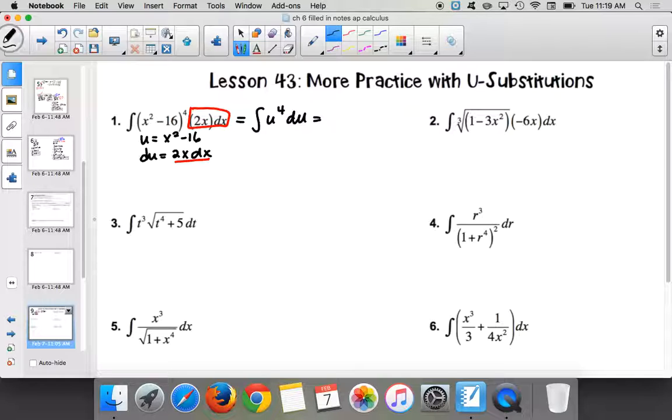So now when I do the integration, I'm going to have u to the fifth with a 1/5 out front plus c. So your final answer should be 1/5 times x squared minus 16 to the fifth plus c. So we resubstitute. We had u is equal to x squared minus 16, and we replace that u with x squared minus 16. Yeah, Sydney.